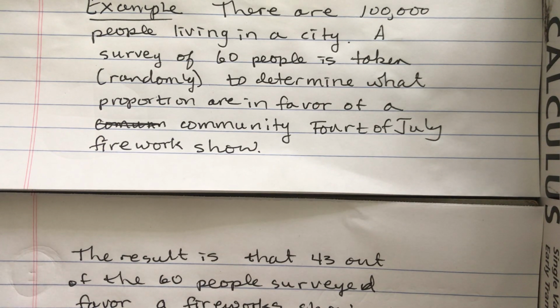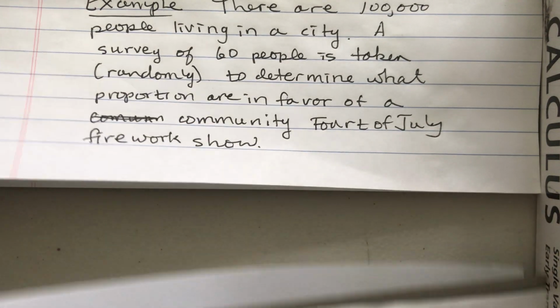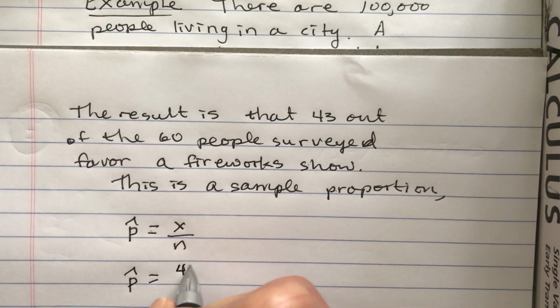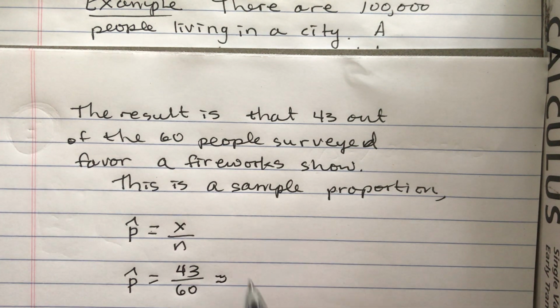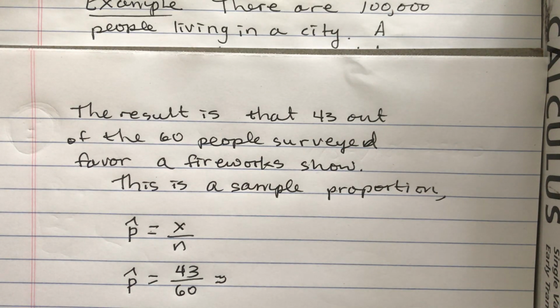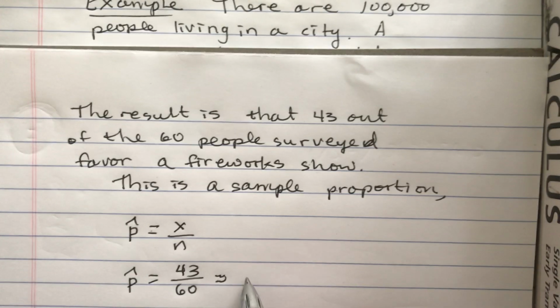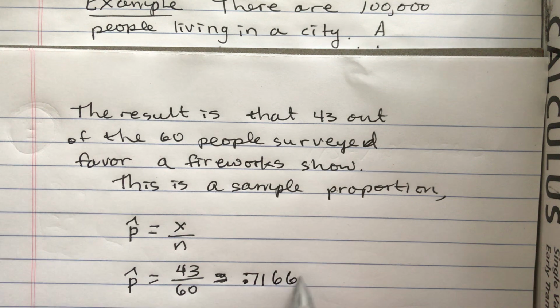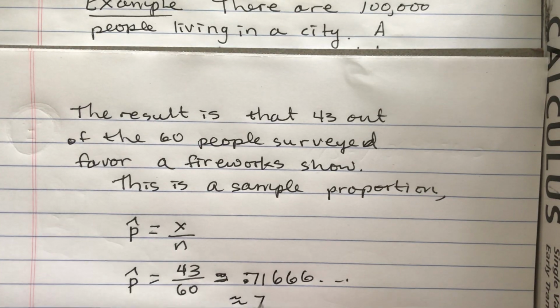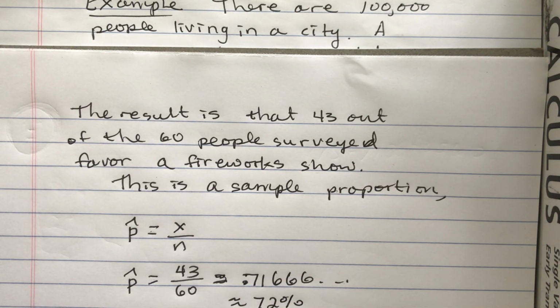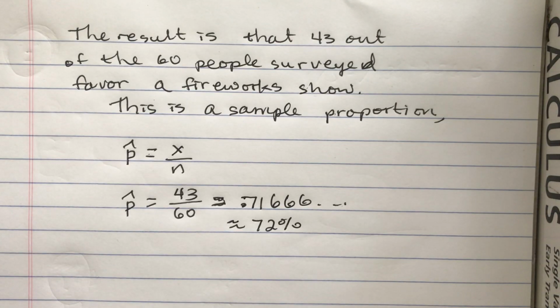So p hat in this case will be 43 out of 60, and you can put that in your calculator if you feel like it. I mean, the other problem was a little bit nicer because I had out of 100, but this one, for whatever reason, I chose out of 60. So this is equal to 0.7166, keeps going on forever, so it's around 72%. Okay, now, does this mean that it's exactly 72% of the people in the city?